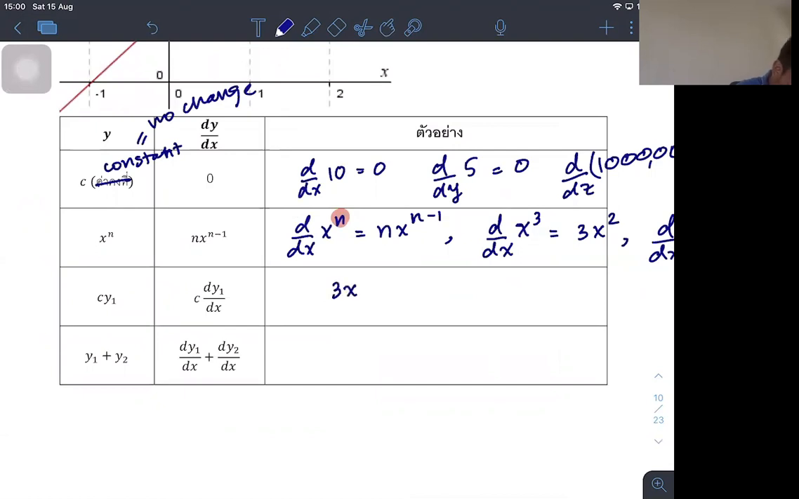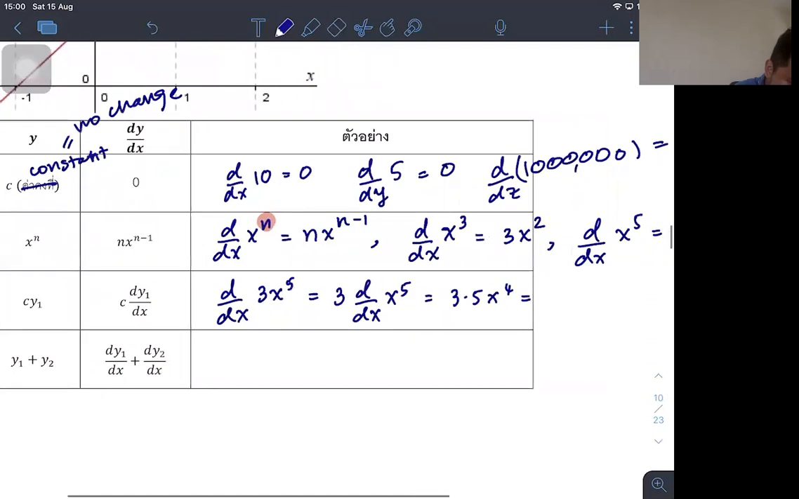Then if you find that your function is multiplied by a constant, for example 3x to the 5, and you try to differentiate this, the constant will not be involved in differentiation. So we bring 3 over here and we diff x to the 5, which is 5x to the 4. When you multiply it by the constant 3, you get 15x to the 4.